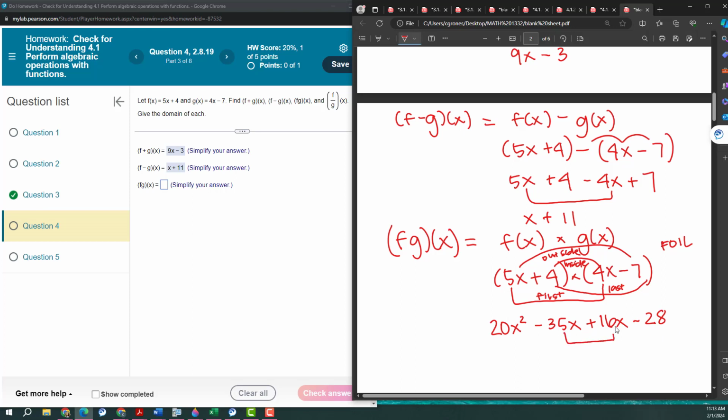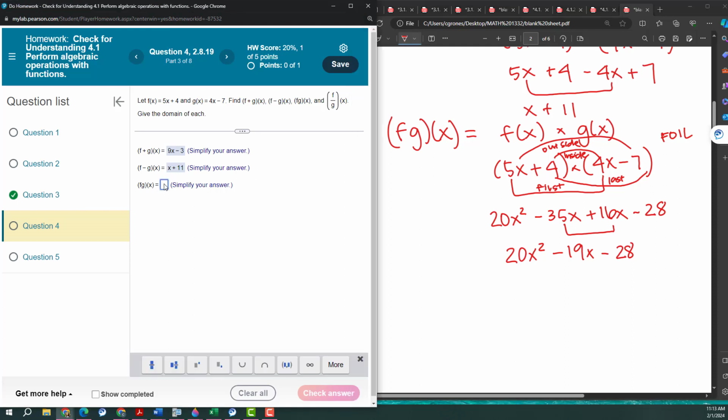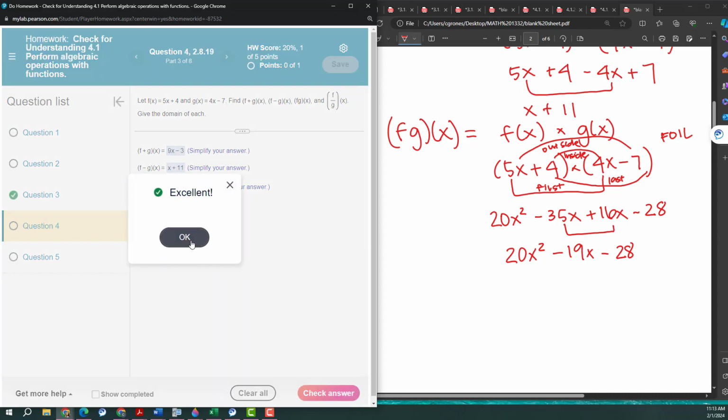We can combine our like terms. 20x squared, and then we've got negative 35 and positive 16. We are going to get a negative 19. So negative 19x. And then minus 28. Okay, so I've got 20x squared. Make sure you get out of that box. Minus 19x minus 28. Okay, excellent.